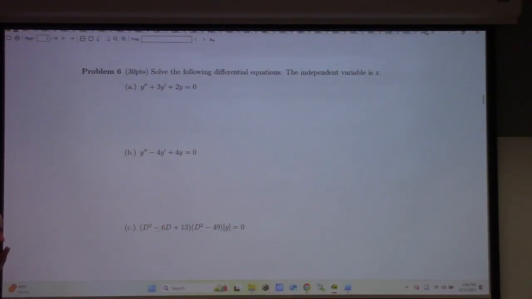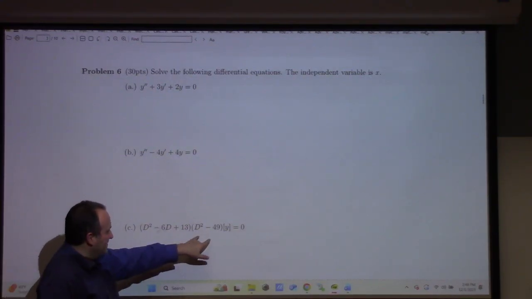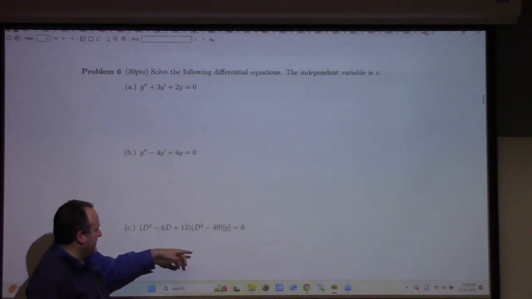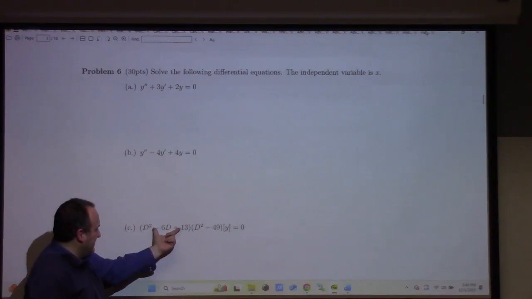I'm a big fan of, of course, completing the square, but I think the first one just factors. That's lambda plus 1 times lambda plus 2. This one's lambda minus 2 squared. This thing is D plus 7 times D minus 7, and this thing is like D minus 3 squared plus 4, so that's an irreducible.